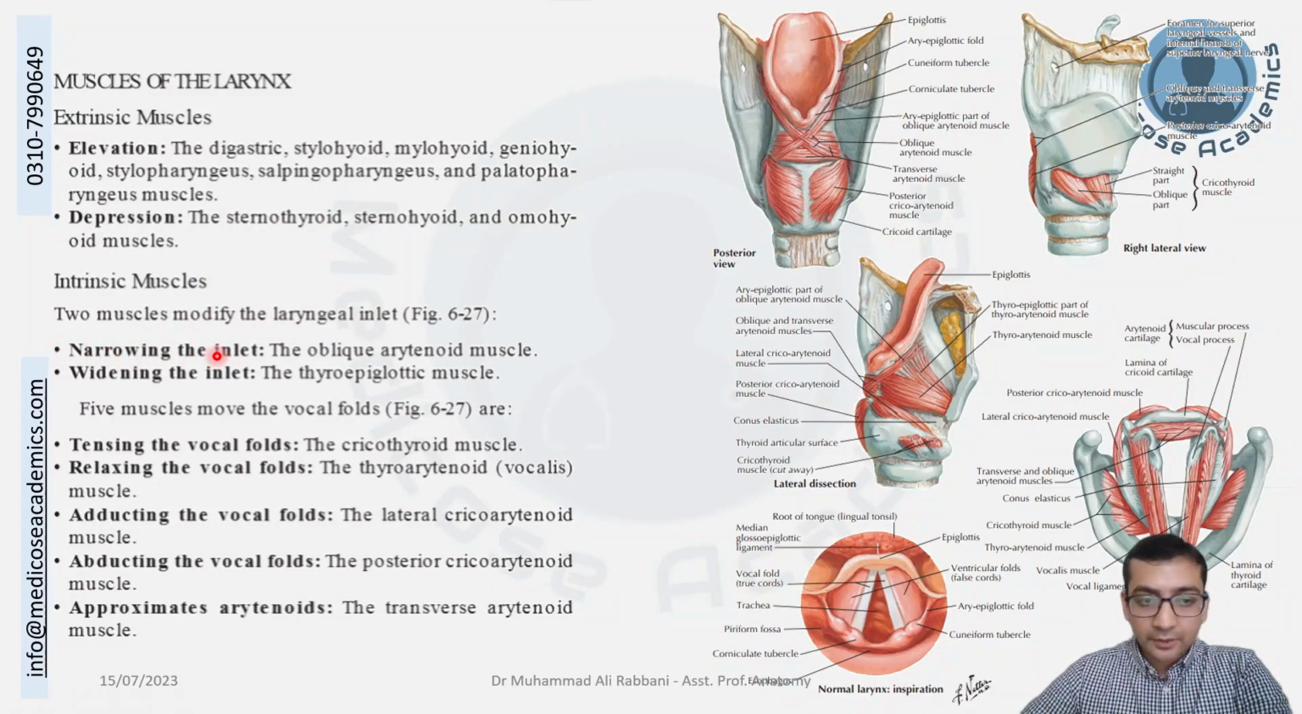When talking about the narrowing of the inlet, we have talked about the extensions of the oblique part of the thyroarytenoid, the aryepiglottic part. This is the one that is responsible for narrowing of the inlet. For widening of the inlet, we were talking about the thyroepiglottic part of the thyroarytenoid muscle. For the vocal cords, we talked about tension and relaxation. The tension was due to the cricothyroid, moving the thyroid cartilage anteriorly. The relaxation was due to the vocalis, which was reducing the distance between the two.